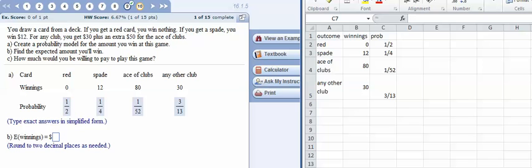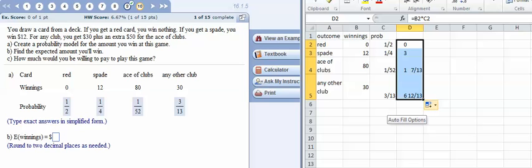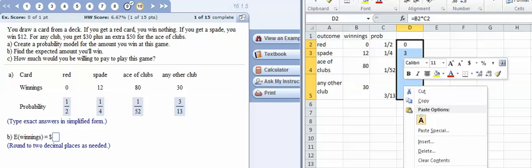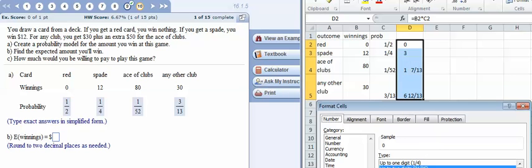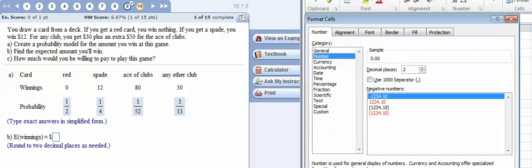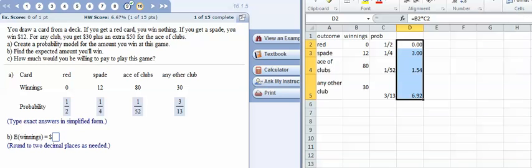Now it says, what are your expected winnings? Now remember, to find the expected value, you need to multiply the winnings times the probability for each of these. So I'll do equals the winnings times the probability and hit enter, and then I'm going to fill that column down. So those are all of them. And notice that the formatting is still as fractions, which I kind of find frustrating. So I'm going to do a format on here and make them decimals now, just a number. I just change it to number, because I don't want to see those fractions, so I'll say OK.